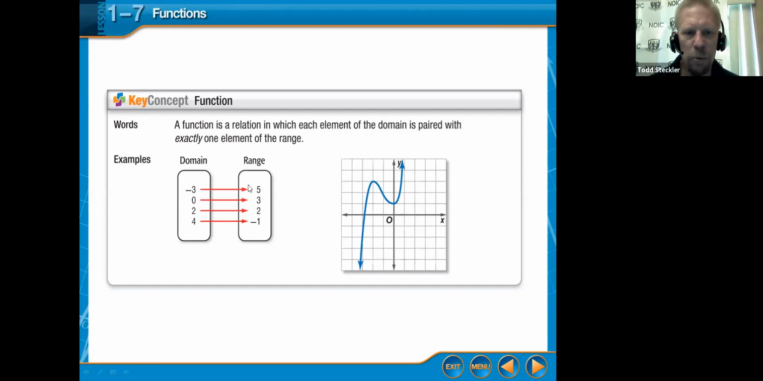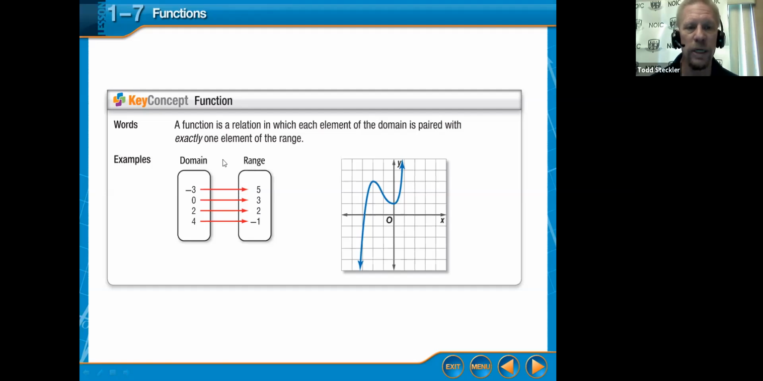For this first example, the domain and range are represented using a mapping. As we look at the domain, there are 4 members of the domain, -3, 0, 2, 4. There are also 4 members of the range, 5, 3, 2, -1. So both the domain and range are what's called discrete. In other words, we have a countable number of each.